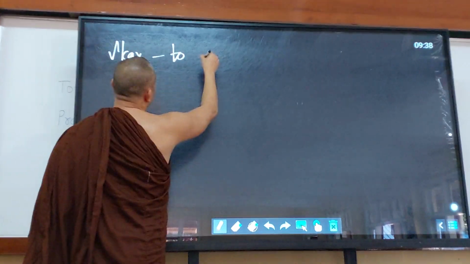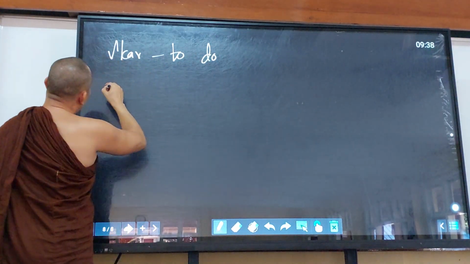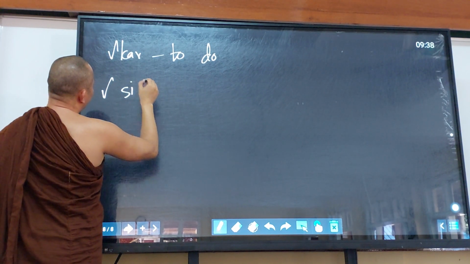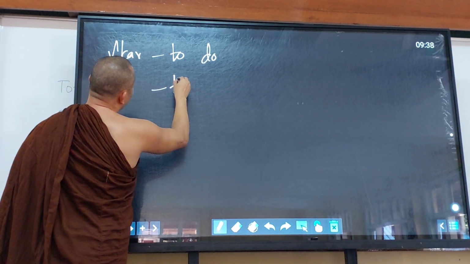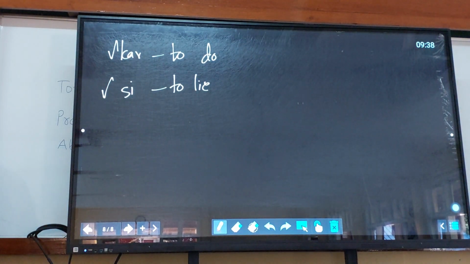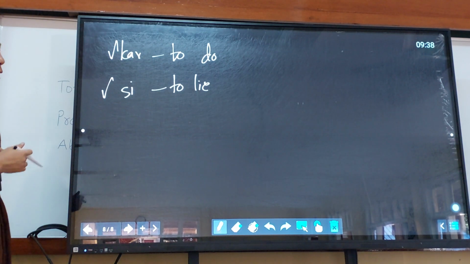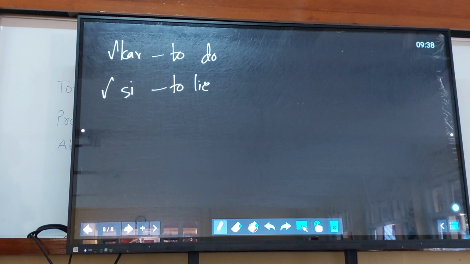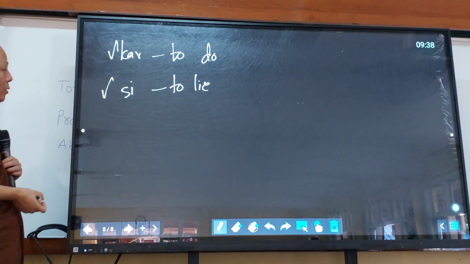But some roots, for example, the root sī, mean to lie down or to sleep. I'm lying down. We can understand, so we don't need an object. Maybe if we ask just about a place, where do you lie down? Only a place, no object. So when such a root is called intransitive, or akammaka dhātu.